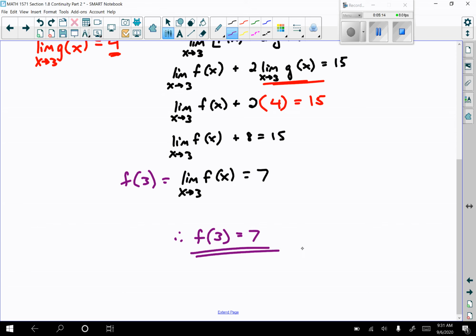But that's using the definition of continuity, that f of 3 needs to exist, which it does because they're telling us that f is continuous. So we know f of 3 exists. The limit of f of x as x approaches 3 exists, and they're equal to each other. So this statement right here allowed us to say that f of 3 was equal to the limit as x approaches 3, which is equal to 7.